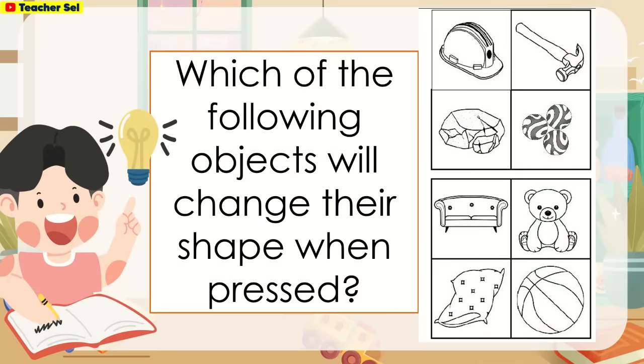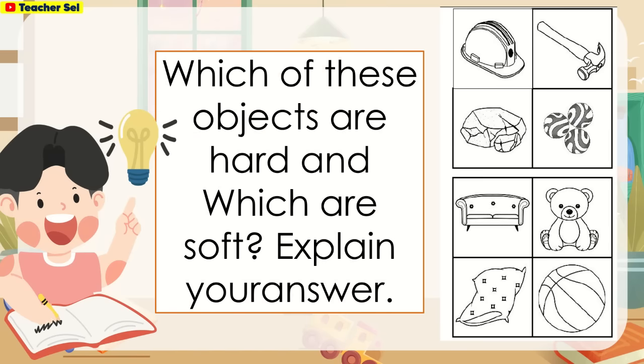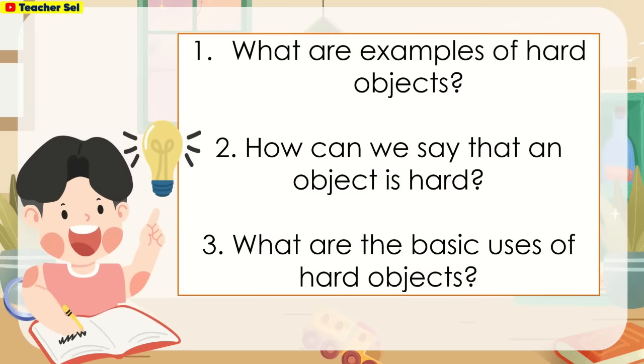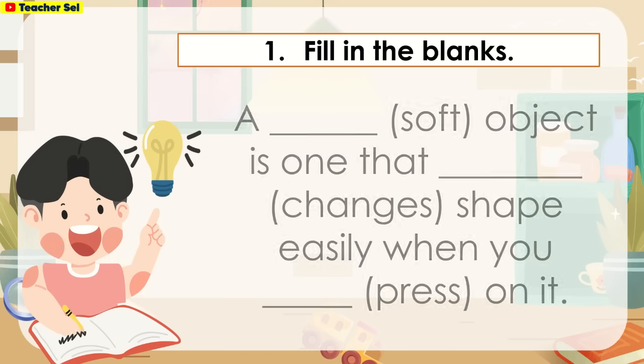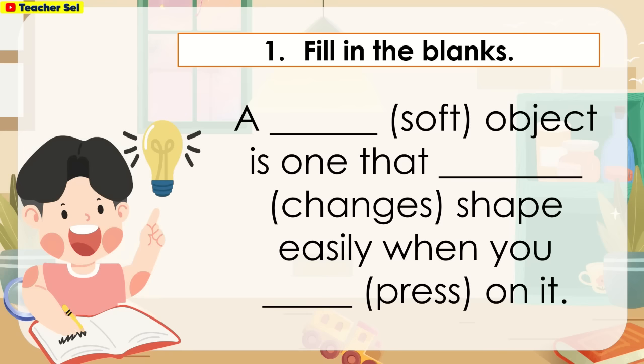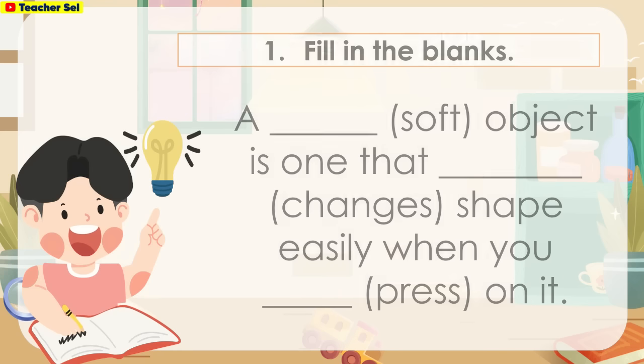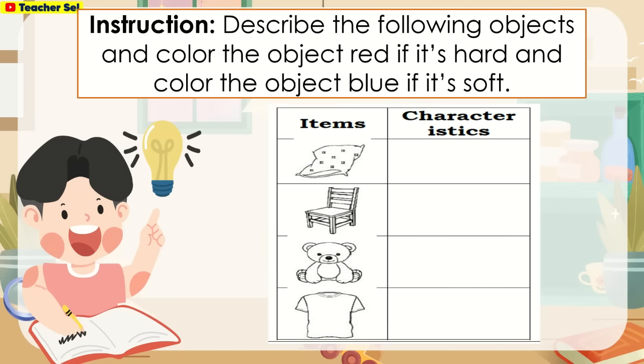Which of the following objects will change their shape when pressed? Which of these objects are hard and which are soft? Explain your answer. What are examples of hard objects? How can we say that an object is hard? What are the basic uses of hard objects? Fill in the blanks. A hard object is one that stays the same shape when you press on it, or it's tough to change its shape. A soft object is one that changes shape easily when you press on it. Describe the following objects and color the object red if it's hard and color the object blue if it's soft.